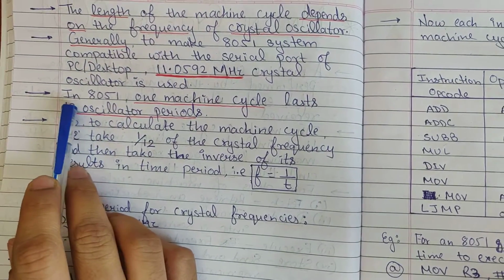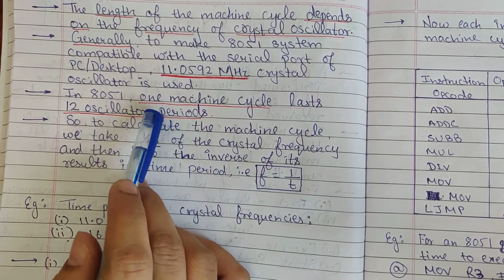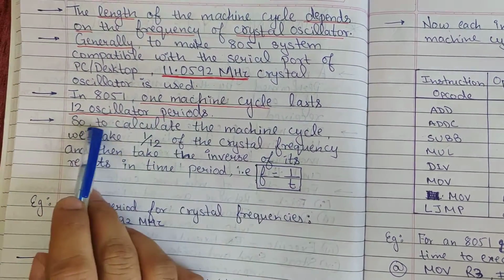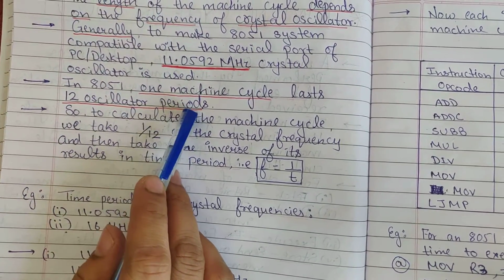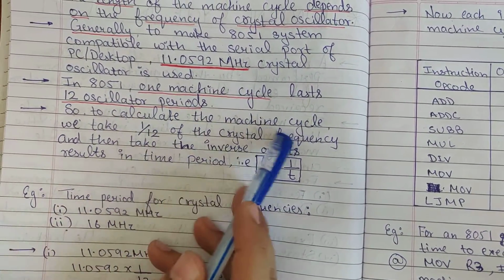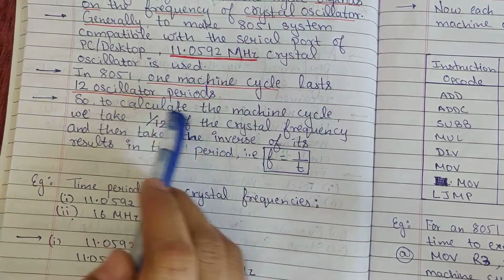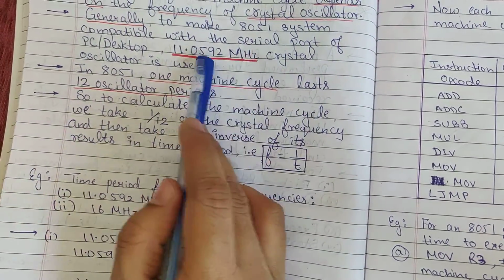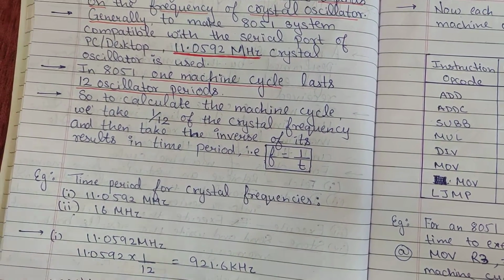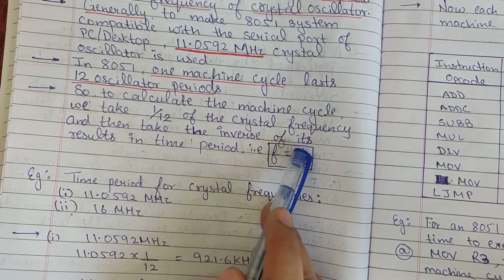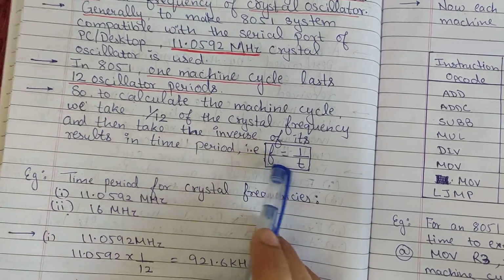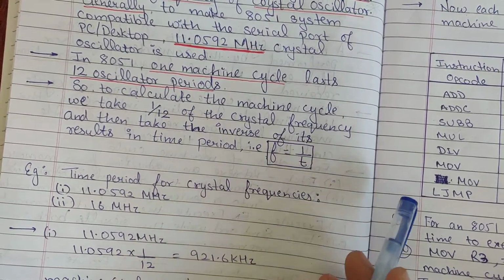Now in 8051, one machine cycle lasts 12 oscillator periods. To calculate the machine cycle, we first take 1/12. Why? Because it has 12 oscillator periods of the crystal frequency, that is 11.0592 or anything, and then take the inverse of the result for the time period, because frequency is equal to 1 upon time period.